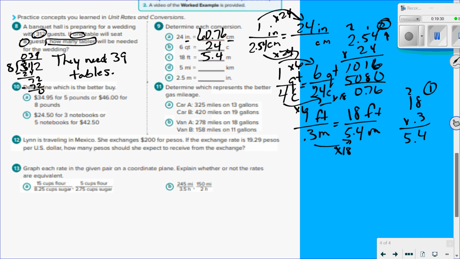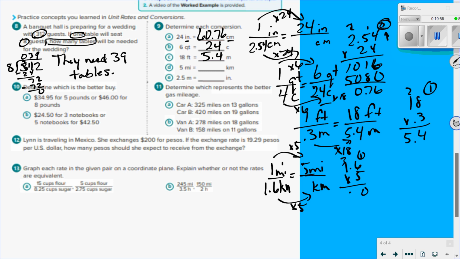Then we have 5 miles and kilometers. Because I'm doing the miles, I'm going to go to the 1 mile, approximately 1 and 6/10. So I know I'm going times 5. 1 and 6/10 times 5. 1 decimal place, 38. It's going to be about 8 kilometers. E, you're not going to do. I'm not going to make you guys do a double conversion.